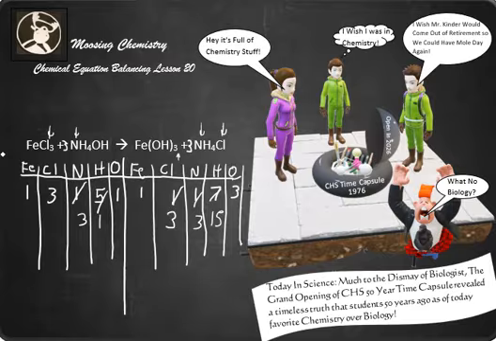Pretty cool, huh? And our oxygens, 3 times 1 is 3. 1, 3, 3, 15, 3. See that? 1, 3, 3, 15, 3. Hey, that's it. We're all done. See how easy that was?